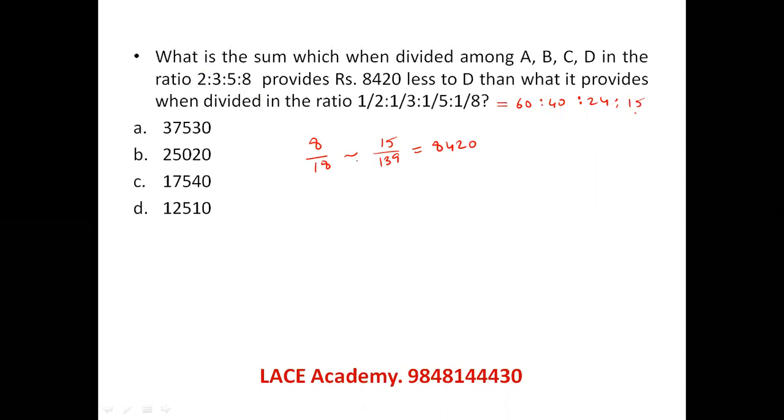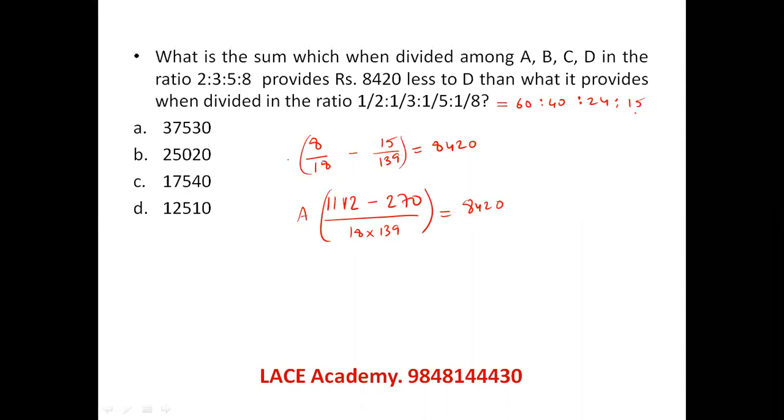Now let us see what happens when we actually do this. 139 into 8 is actually 8 into 140 minus 8. So 8 into 140 is 1120, minus 8 is 1112, minus 18 times 15, which is 180 plus 90, 270, over 18 into 139 out of the total amount is equal to 8420. You have to understand that this is out of the total amount.